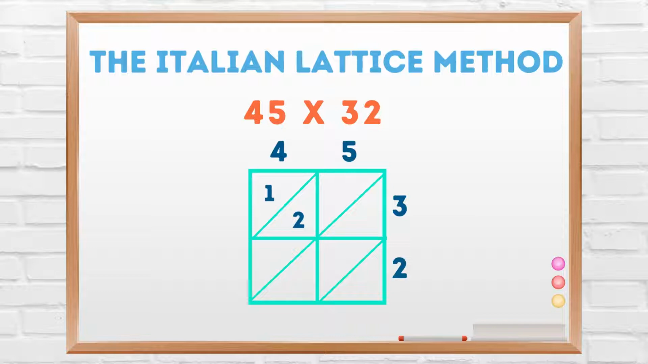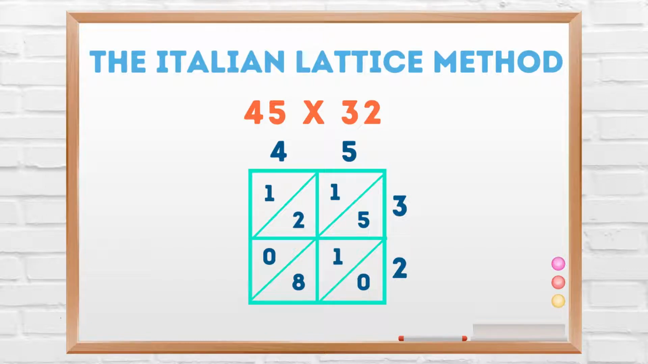Now let's continue multiplying the rest of the numbers that meet in the grid. 5 times 3 is 15, 4 times 2 is 8. Because 8 has no tens place digit, we will write 0 in the upper triangle and 8 in the lower triangle. 5 times 2 is 10, so we put 1 in the upper triangle and 0 in the lower triangle.